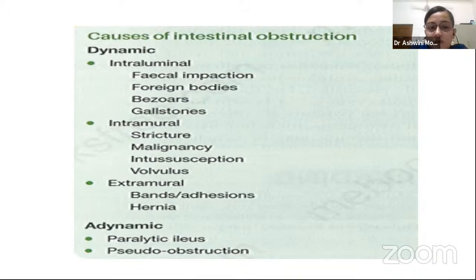Extramural is outside the bowel, but causing obstruction, due to any closed loop obstruction, like in hernia, there is a deep ring and superficial ring, the bowel content is coming out of it, the ring is small and the content is coming out, and now it is not able to go back to the normal place, causing obstruction. That is extramural obstruction. And now another is adynamic obstruction. Adynamic means, as I said before, there is nothing inside the lumen, but due to the absence of peristalsis, like in paralytic ileus or in pseudo-obstruction.